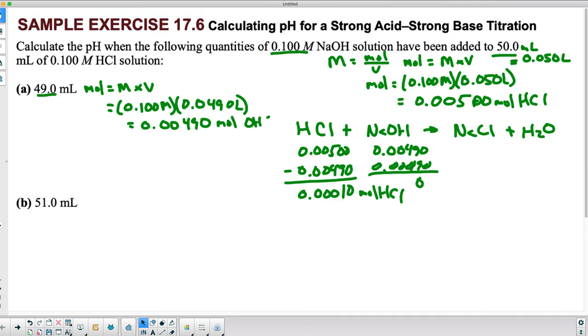Let me take a quick look. If you want to follow along, this is page 733, which has all the same information.